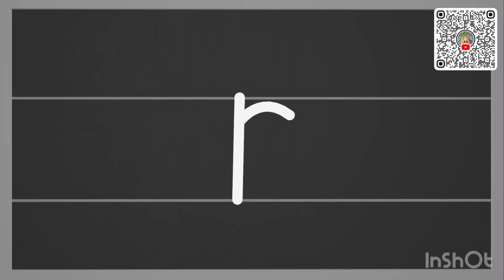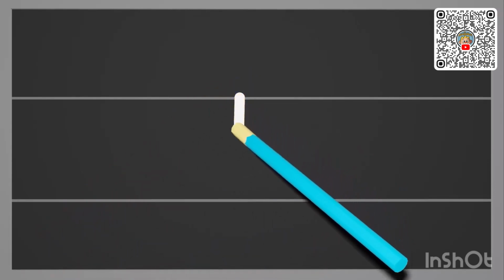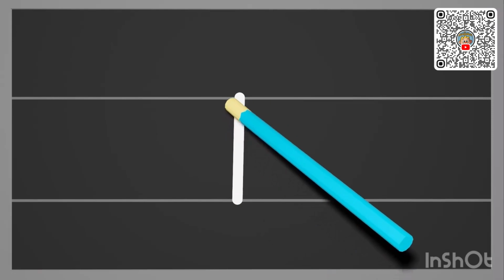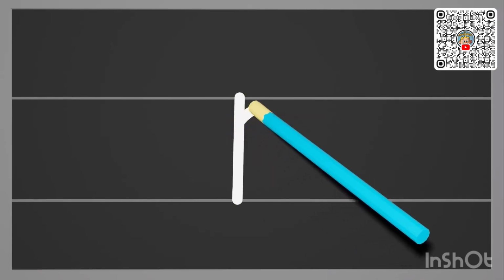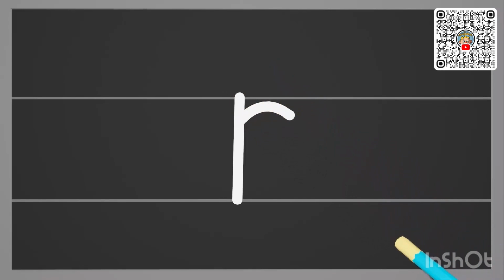Small r. Start from the middle and draw a standing line below the bottom. Again, go to the middle and draw a small curl towards the right. Small r.